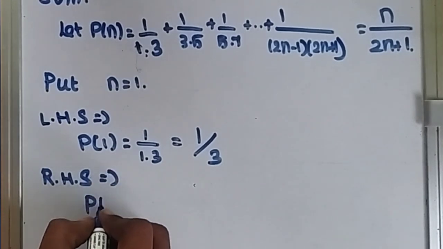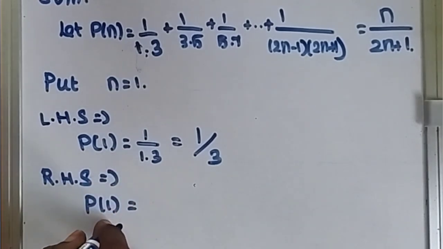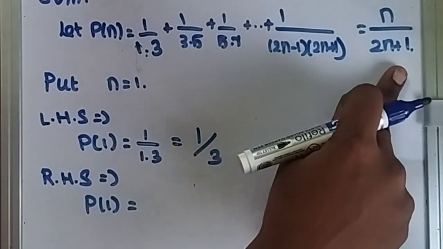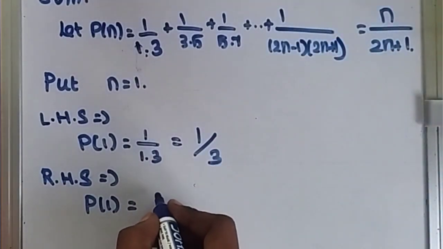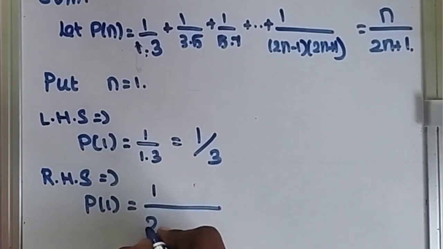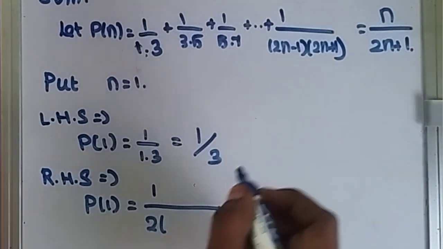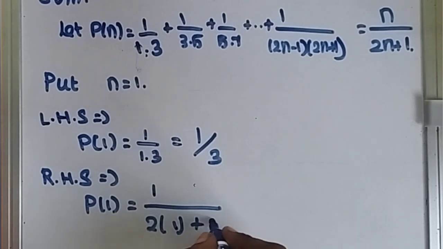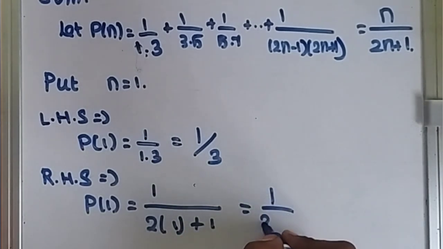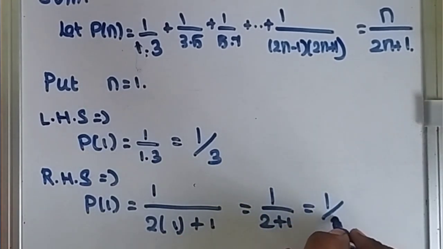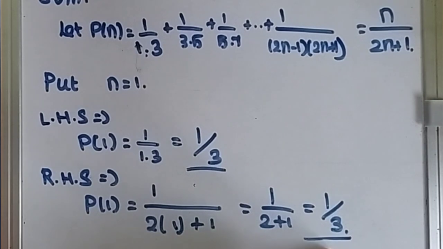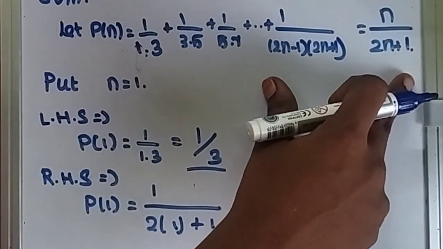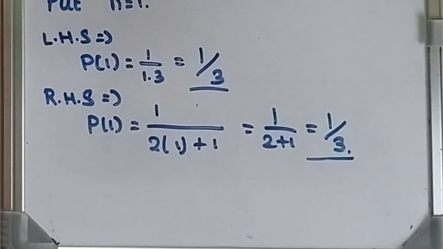I am taking the RHS. So here n equals 1. What is the right hand side? n divided by 2n plus 1. So now we know n equals 1. So 1 divided by 2 multiplied by, in place of n we have to substitute 1, plus 1, which is equals 1 divided by 2 plus 1, which is equals 1 divided by 3. So now we can know that LHS is equals RHS. So the entire equation is true for n equals 1.